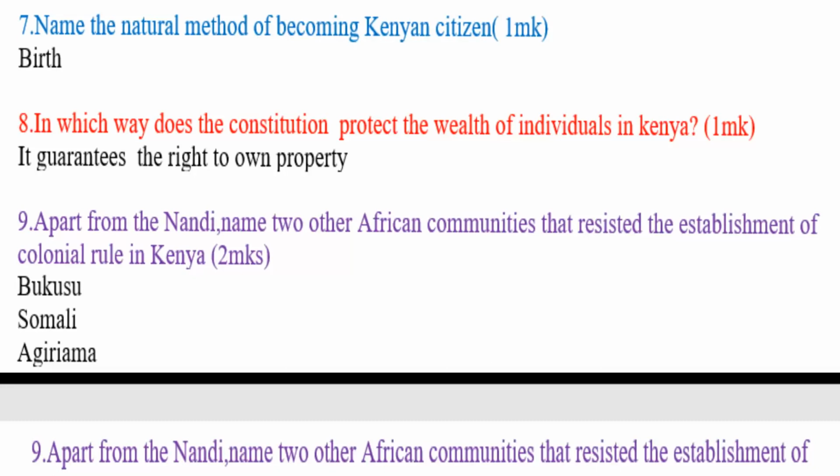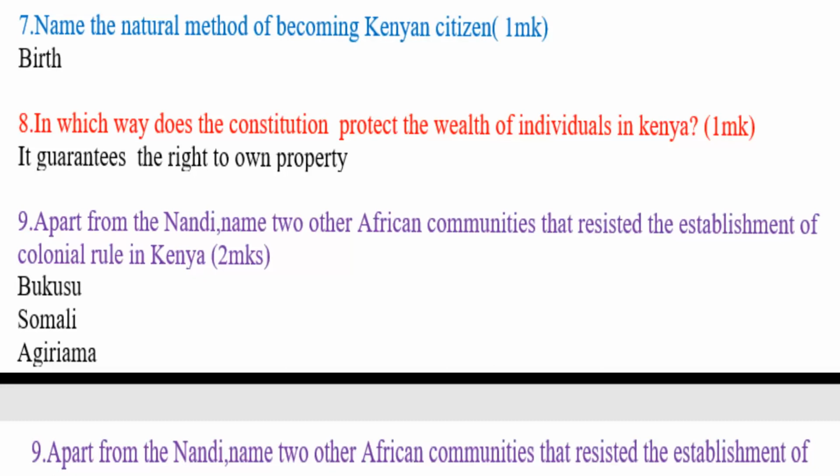We have these other communities that resisted the establishment of colonial rule. We have Bukusu, we have Somali, we have Agiriama. Agiriama is a sub-tribe of the Mijikenda, the Coastal Bantu. This question is very common. You might find it in your exam.